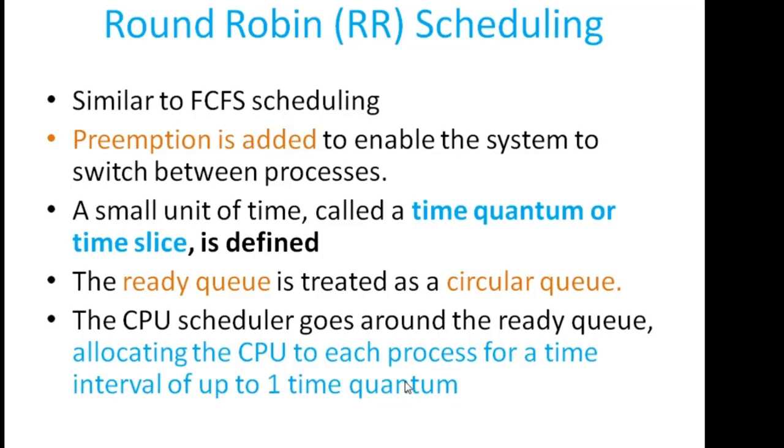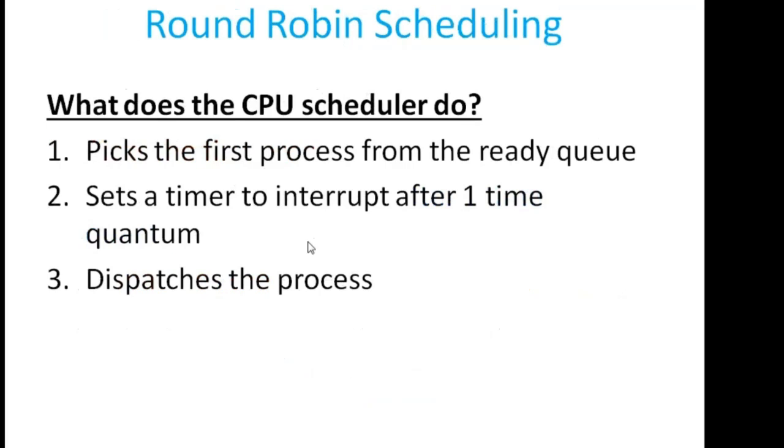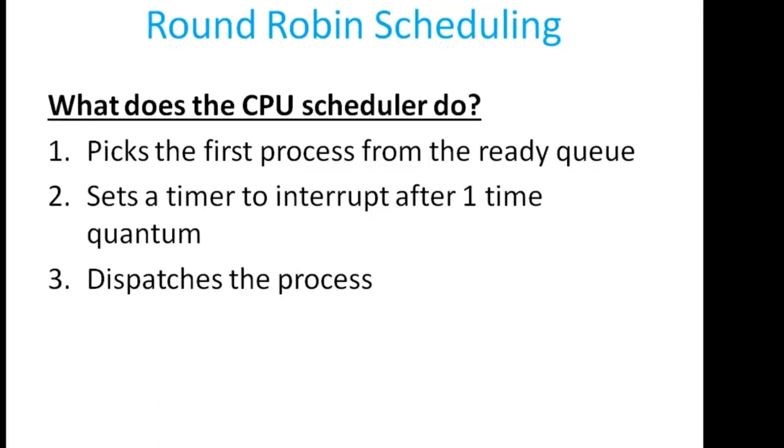How does the CPU scheduler execute the process? It will pick up the first process in the ready queue, then set the timer to interrupt after the time quantum expires, and then dispatch the process to the CPU. This is what happens for every process. It picks up the first process, sets the timer, then dispatches the process for execution. Once the time expires, it moves to pick up the second process. This continues until all processes complete their execution.